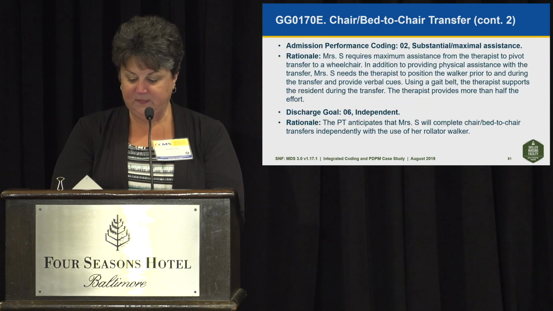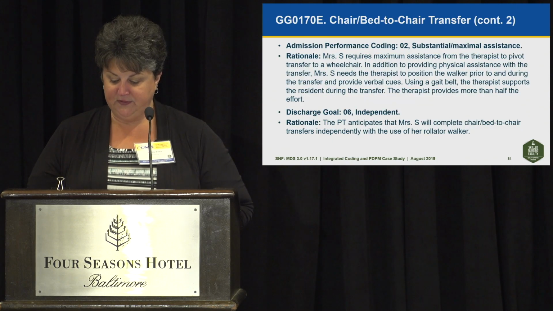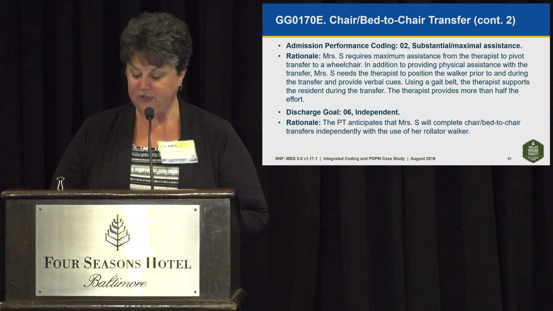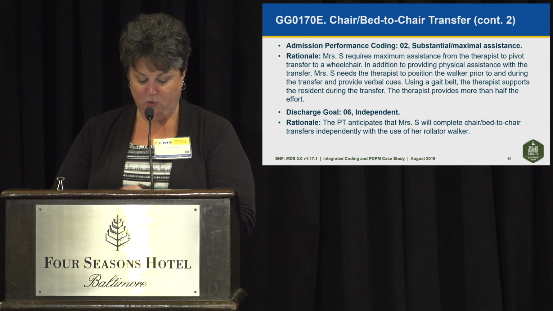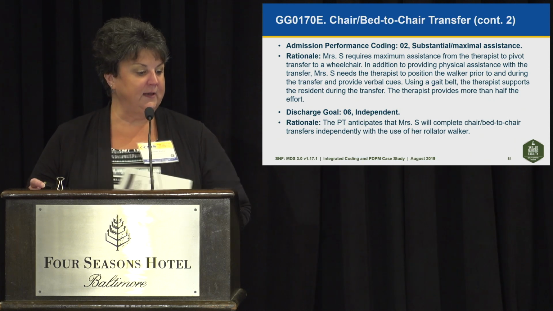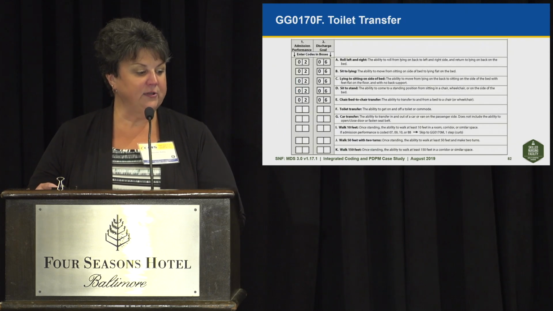Like the other items here, we've coded that a 2 and a 6. And again, our therapist noted that she required that maximal assist to pivot transfer to a wheelchair. The therapist provides more than half the effort, and the therapist expects that she'll conduct that independently when she leaves with her walker. And then we have toilet transfer.